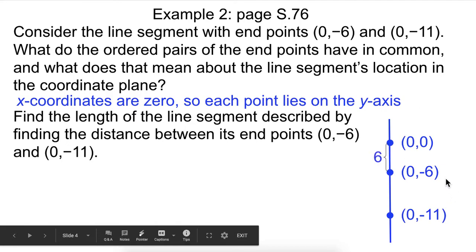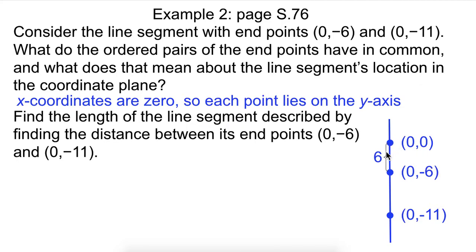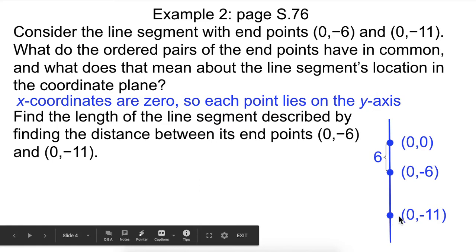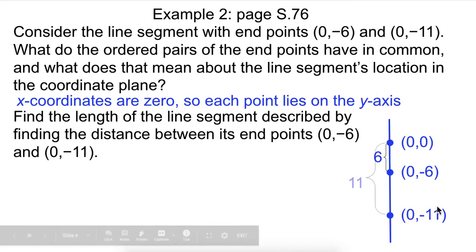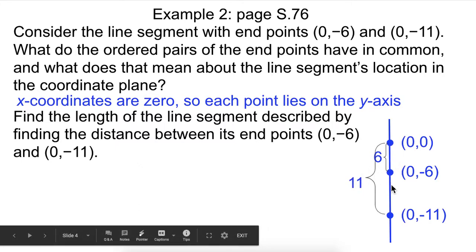So if you look at that, this distance is 6, isn't it? What's the distance down here? -11? No, remember, distance is always positive. Yes, distance is always positive. So that is 11, isn't it? How can we find this distance right here?